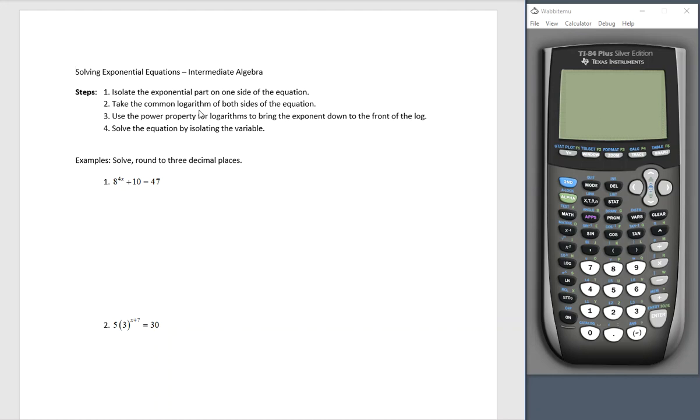Then we'll take the common logarithm of both sides of the equation. Then we'll use the power property for logarithms to bring the exponent down to the front of the logarithm. And then we'll solve by isolating the variable. Let's see what that looks like.